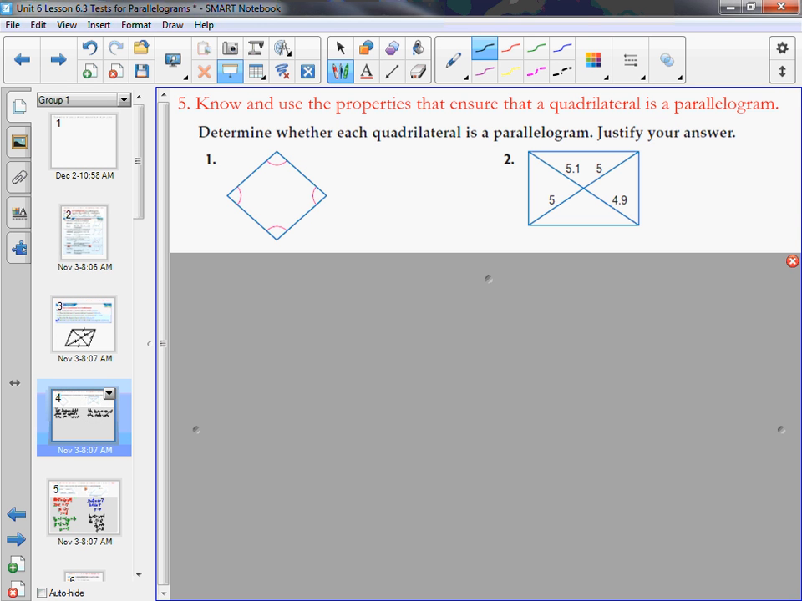So turn to page 413. Determine whether each quadrilateral is a parallelogram. Justify your answer. So if the answer is yes, our justification is going to be which one of those methods did we just use. If the answer is no, our justification is going to be none of the methods work. Okay? So, number 1, is that a parallelogram?